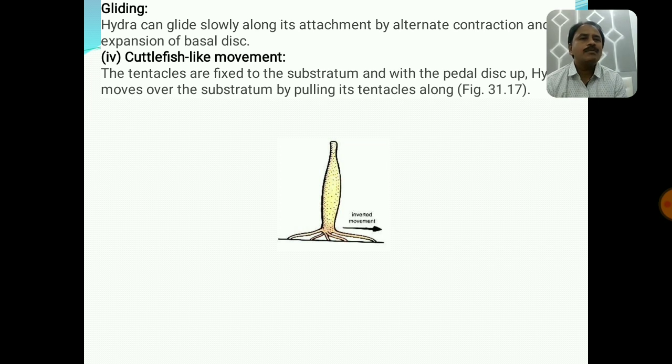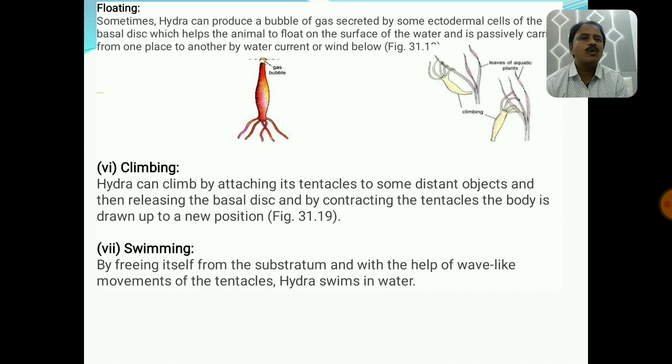Now in this cuttlefish-like movement, the tentacles are fixed to the substratum, then the pedal disc moves in the upward direction and the tentacles are in the downward direction. So this is a cuttlefish-like movement. Then the next method is the floating method.